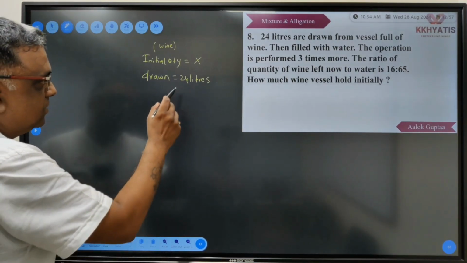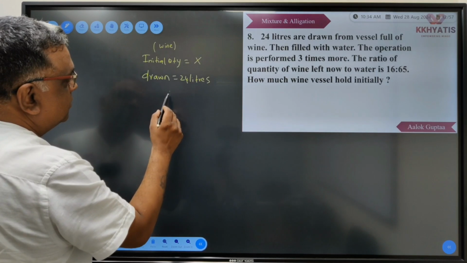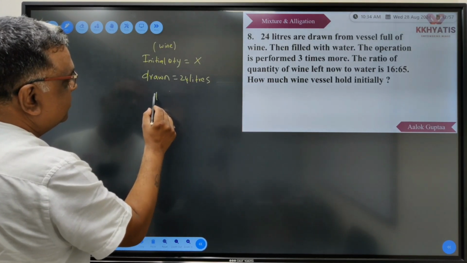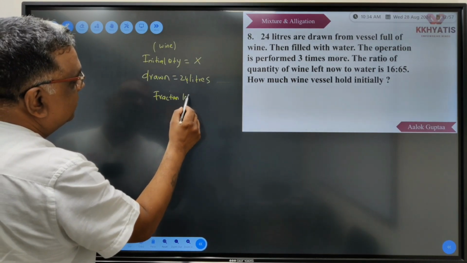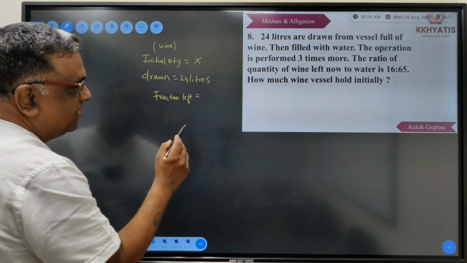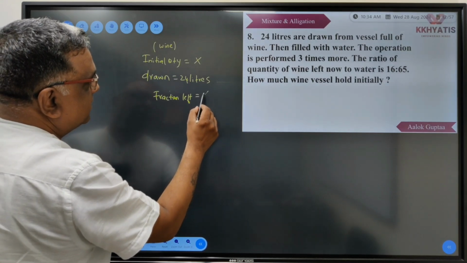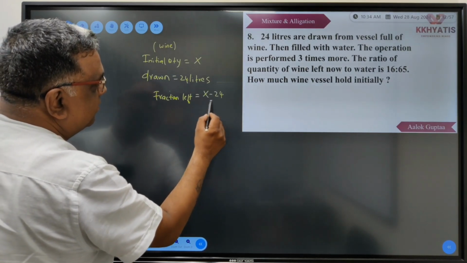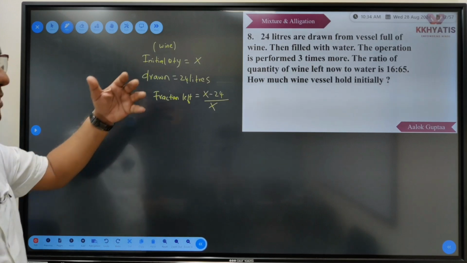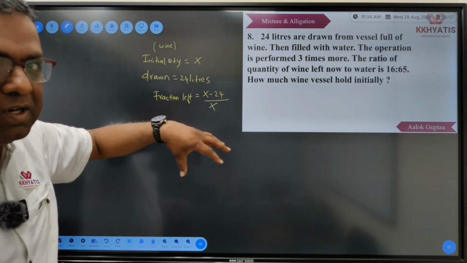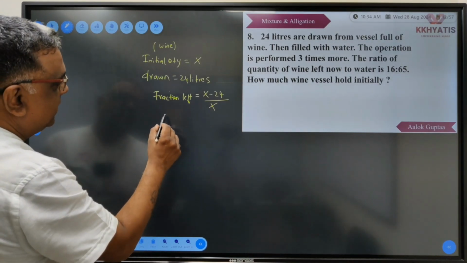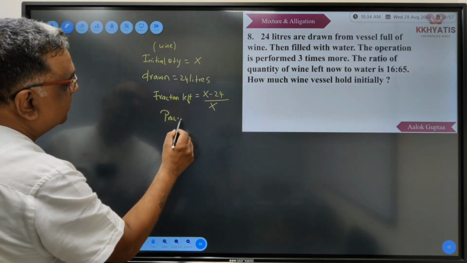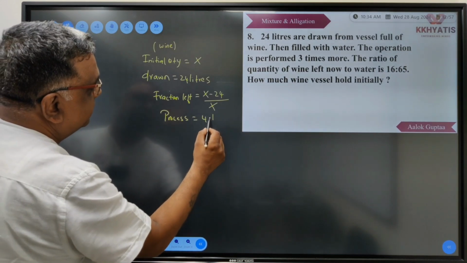How much is removed? 24. So the fraction removed would be, or I can directly calculate the fraction left. The fraction left would be X minus 24 upon X, correct? Total left upon total initial quantity. How many times is the process done? 4 times.